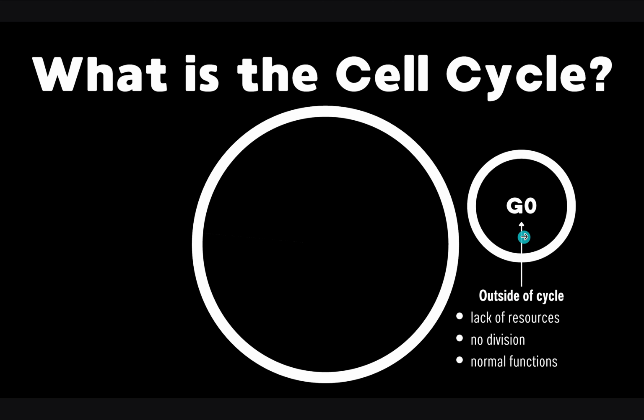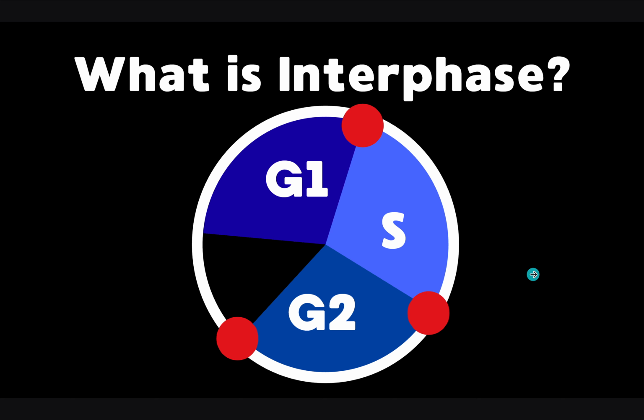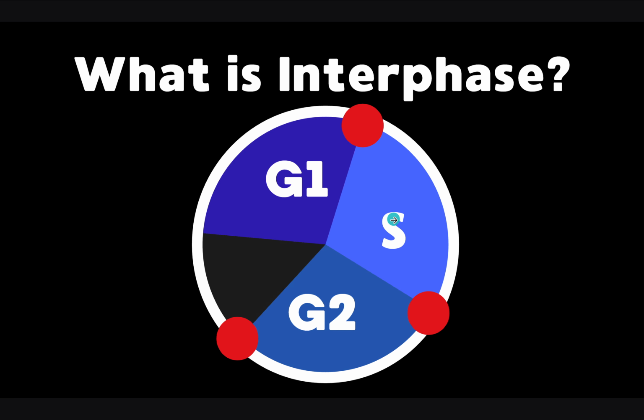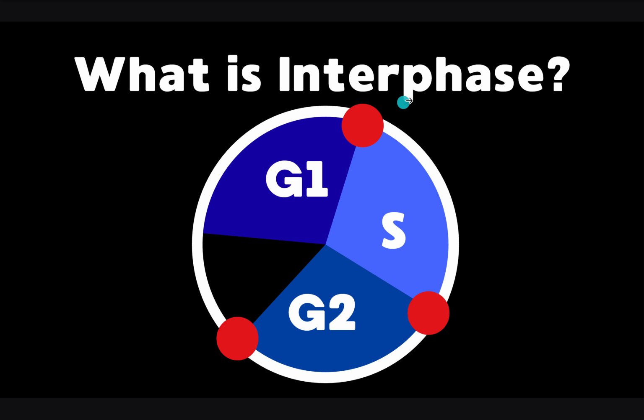And you also see a little circle over here called G0. This is basically when the cell is outside of its cycle, is doing its normal functions, and it's not preparing to divide and is not going to divide. So now let's break up interphase into 3 main parts: G1, S, and G2. G1 stands for growth 1, S stands for synthesis, and G2 stands for growth phase 2.